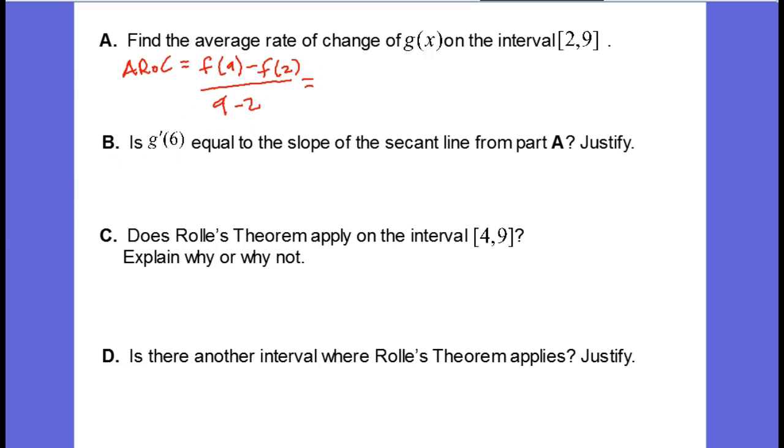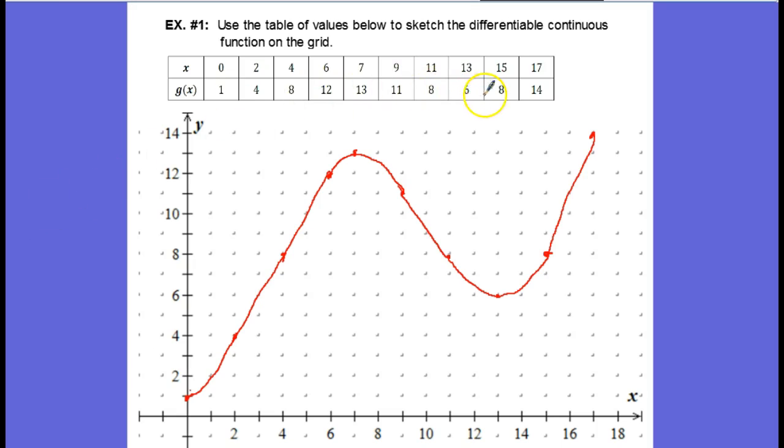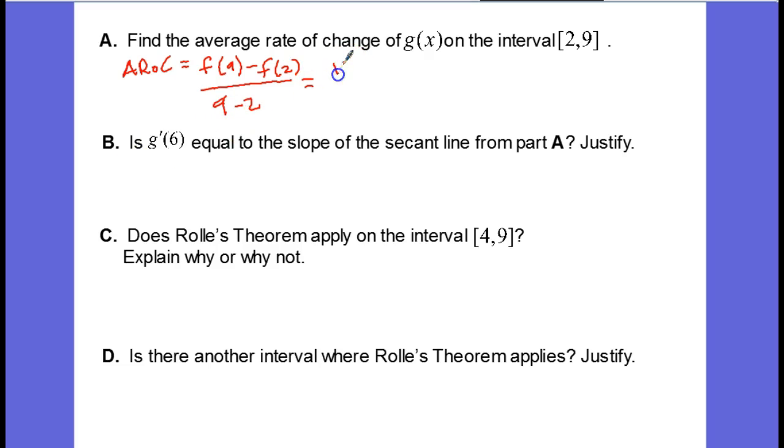And if we take a quick look back at our table, f of 9 is, let's see, 11, and f of 2 is 4. So that's going to give us 11 minus 4 on top, 9 minus 2 on the bottom. 11 minus 4 is 7, 9 minus 2 is 7, and so we have an average rate of change, or a slope, for the secant line passing through 2, 9 as 1.